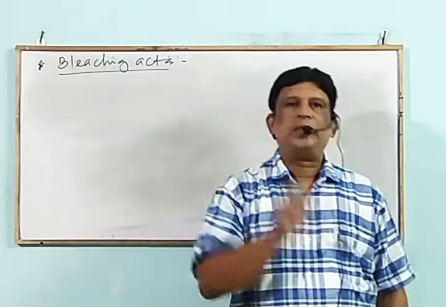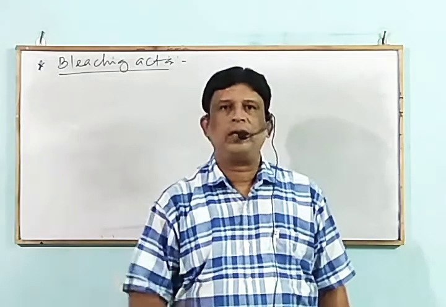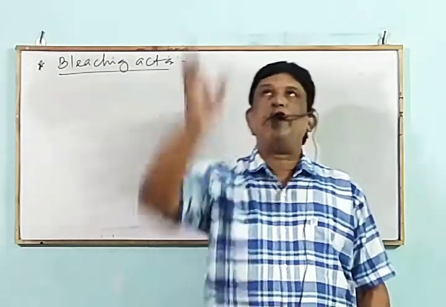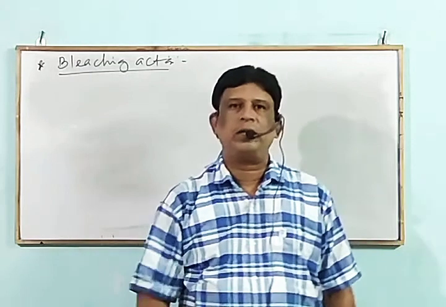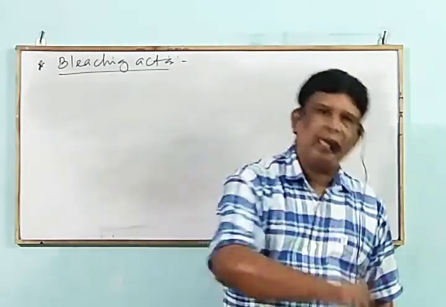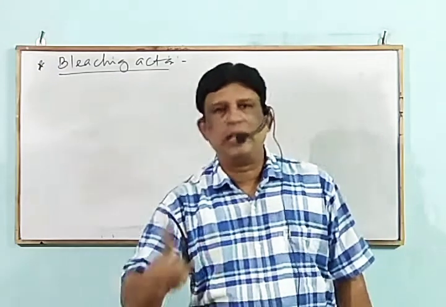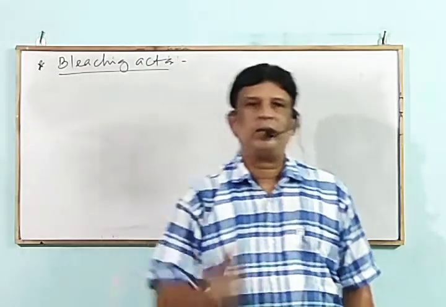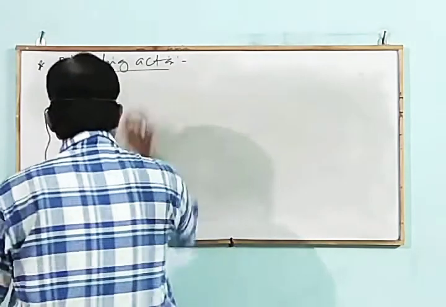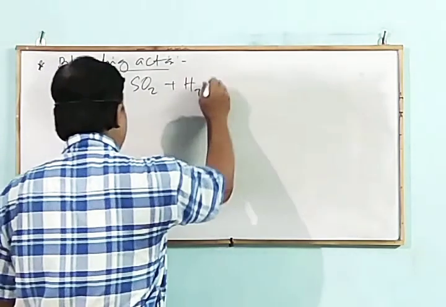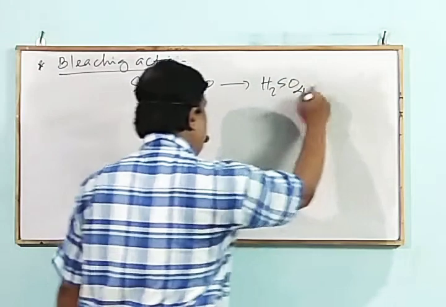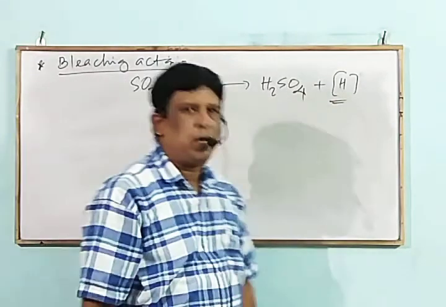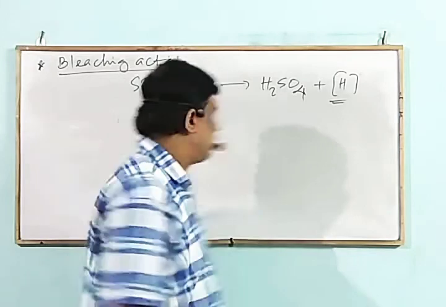However, this bleaching nature is temporary because when the colorless vegetable matter comes in contact with atmospheric oxygen, it gets oxidized and regains its original color. That's why the bleaching action of sulfur dioxide is temporary. Mark the equation. SO2 plus H2O give rise to H2SO4 plus nascent hydrogen. Due to the nascent hydrogen, the bleaching action of SO2 is due to its reduction. Mark that.